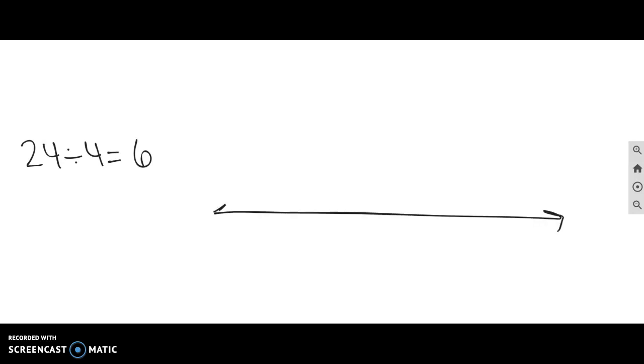If we have 24 divided by 4 equals 6. So here's my equation, and I'm going to go ahead and draw my number line over here, starting with 0 always. And let's go ahead and break down each part. Well, I know that I'm going to start at 24 because that's the number I'm dividing.